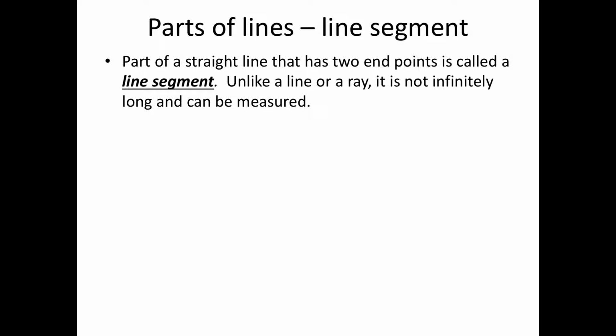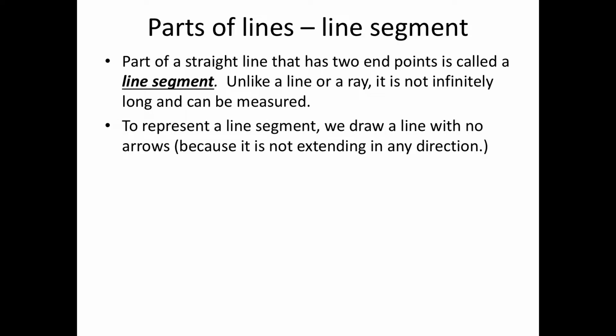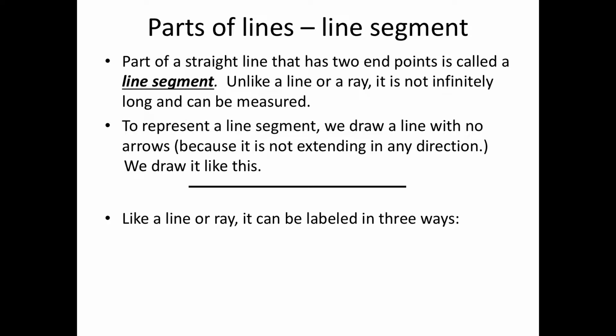Unlike a ray or a line, you can actually measure it. I can say this line segment is 5 feet long or 3 inches long or whatever it is. You can't do that for a line. A line is always infinitely long. To represent it, we draw a line with no arrows because it's not extending in any direction. It looks like this. We know it's a line segment because it doesn't have arrows. One arrow would mean it was a ray, two arrows would mean it's a line, zero arrows mean it is a line segment.